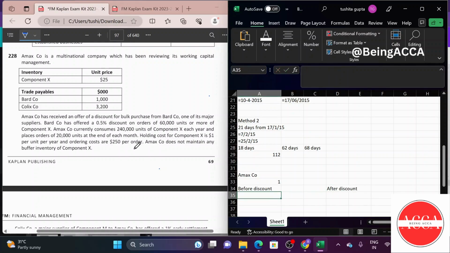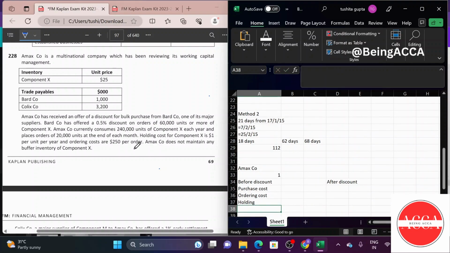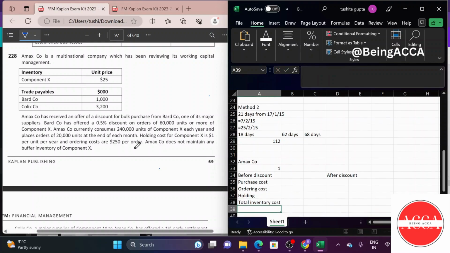So what are the components of total inventory cost? The first is purchase cost, then I have my ordering costs, and then I have my holding cost, right? And this will give me my total inventory cost.